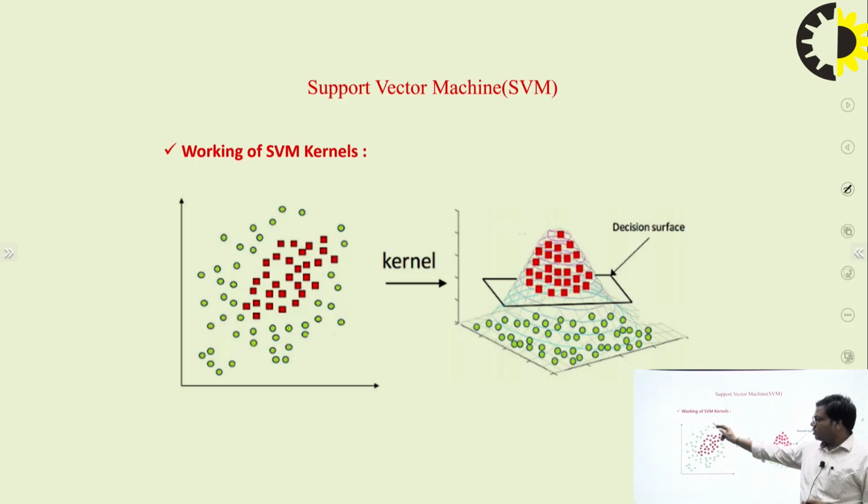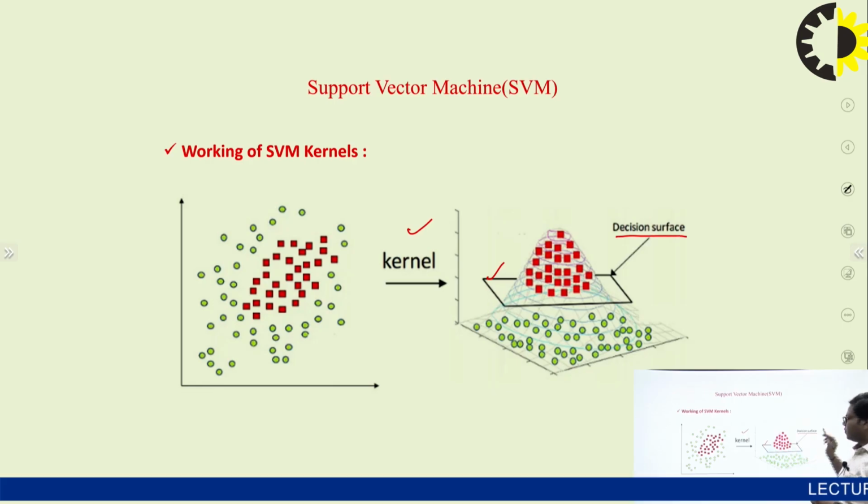If your data points are plotted in a two-dimensional space like this, we can apply the kernel and convert it up to a higher dimension, until we reach a scenario where we can separate these two different classes of data points using a plane, using a surface. This surface is called the decision surface, or we can call it a hyperplane. After identifying this hyperplane, we need to find the margins.